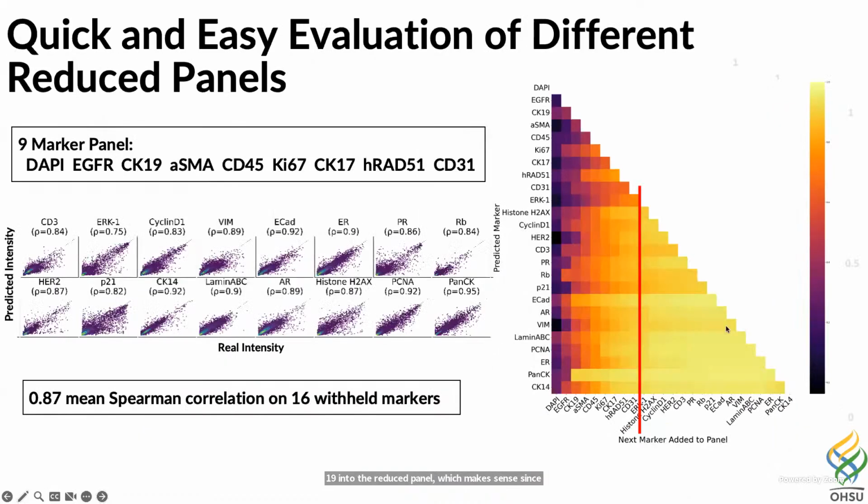So when we do this for every panel from 1 marker all the way up to n-1, then we get this nice little pyramid that with this red vertical line, we can slide left or right based off our own personal threshold as to how acceptable of an error we would like to tolerate in choosing our reduced panel. And we personally find that a 9-marker panel works well and results in a 0.87 mean Spearman correlation on the 16 withheld markers. And this scatter plot is showing the real versus predicted mean intensity values for each marker, where each point on the scatter plot represents a cell here.